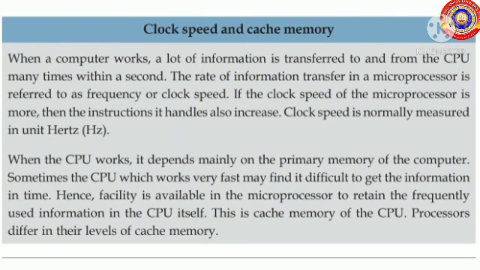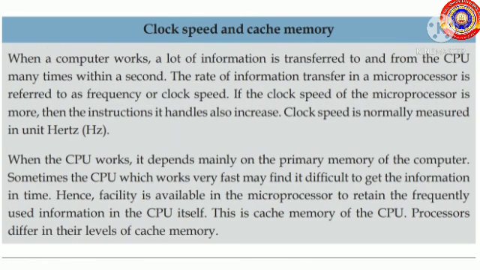That is, how much information is transferred from one component to another in 1 second. How much information is transferred in 1 second is referred to as the frequency of the microprocessor. The frequency is also known as clock speed. Okay, both are the same. If the clock speed of the microprocessor is more, then the instructions it handles also increase. Clock speed is normally measured in the unit Hertz.